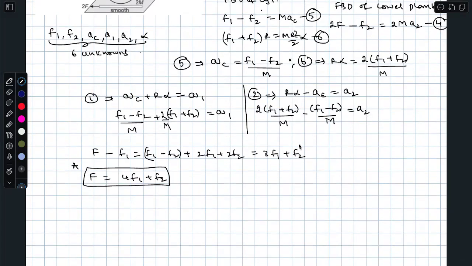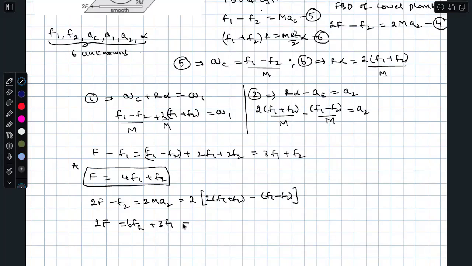Similarly, use this thing, 2F minus F2 is equal to 2MA2. MA2 can be written as 2 times (2 times F1 plus F2) minus F1 minus F2. Carefully solve this. 2F is, here there is one F2, 4F2 plus F2, here itself 5F2 is there, plus F2, 6F2. For F1, 4F1 minus F1 plus 3F1. Okay.